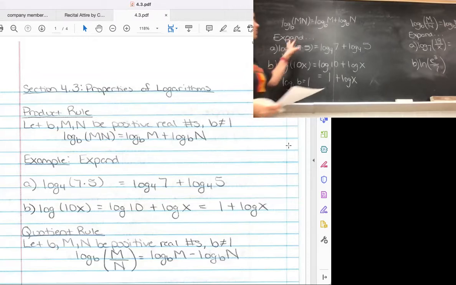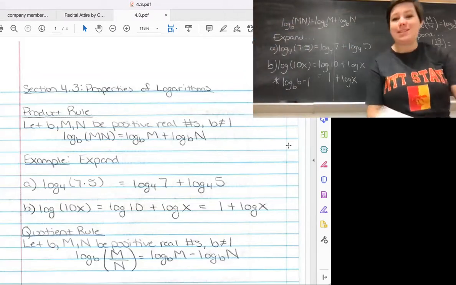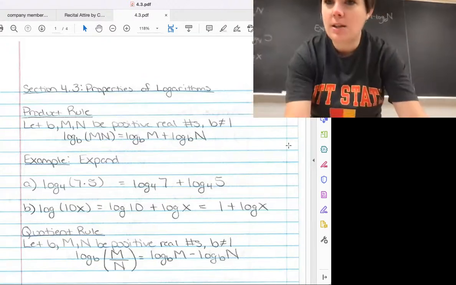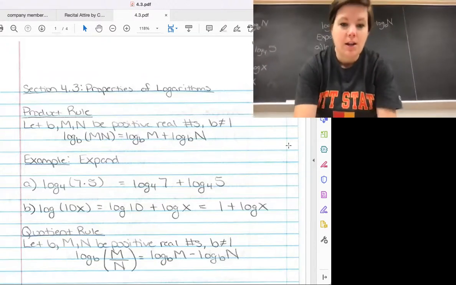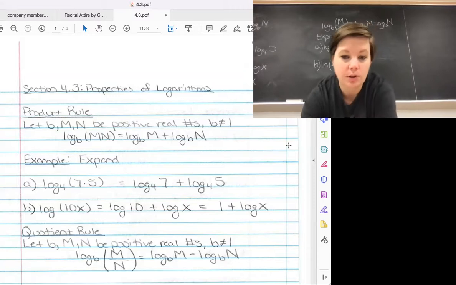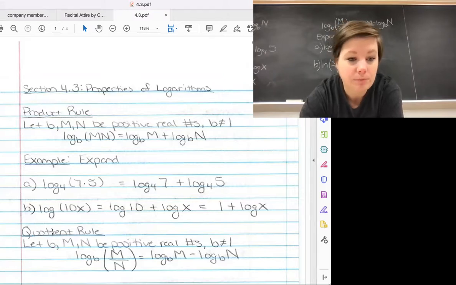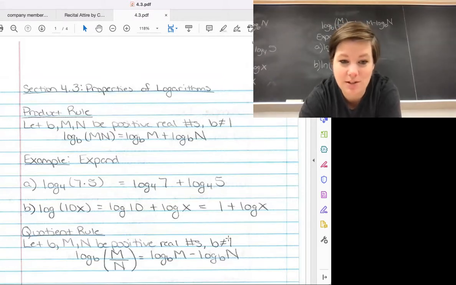So that's how we use the product rule in order to expand our logarithms. Let's slide down. The next rule that we are going to learn, right here at the bottom of the page, is the quotient rule. If you see the word quotient, you should think division. Again, like I said, that first line is the same for all of them: let b, m, and n be positive real numbers and b not equal to 1.